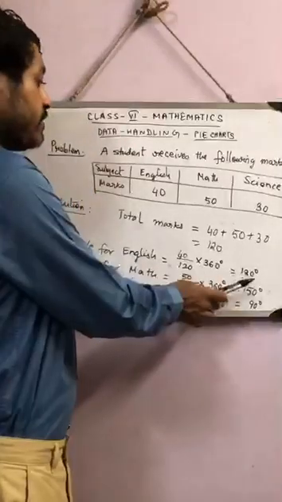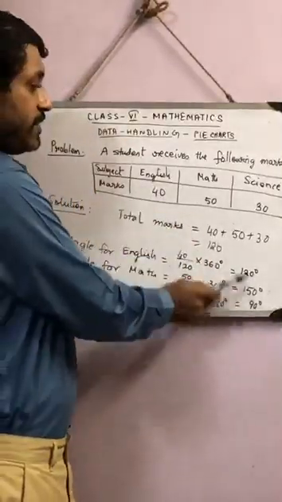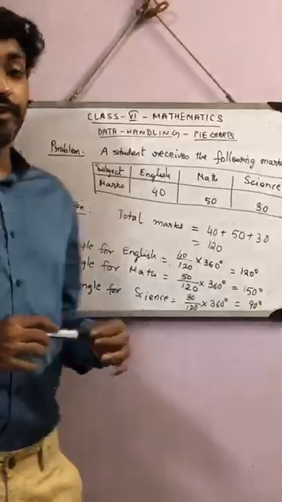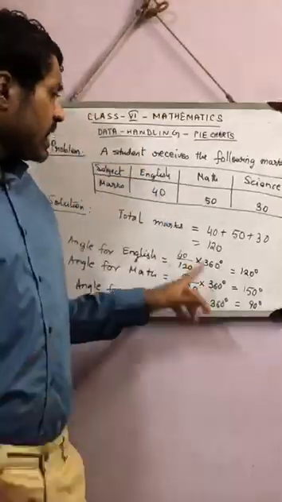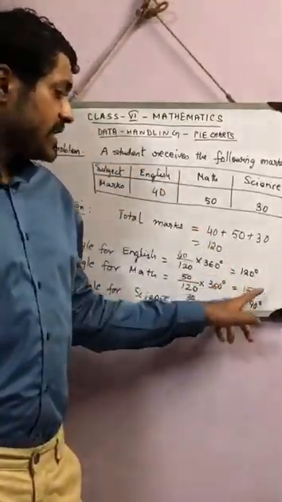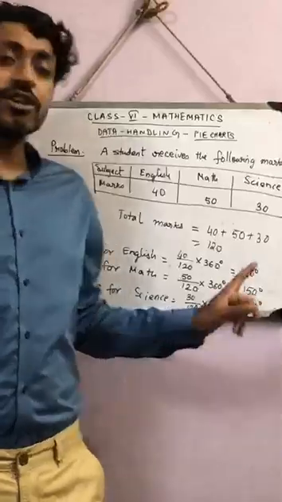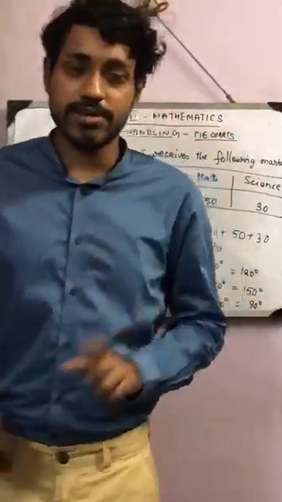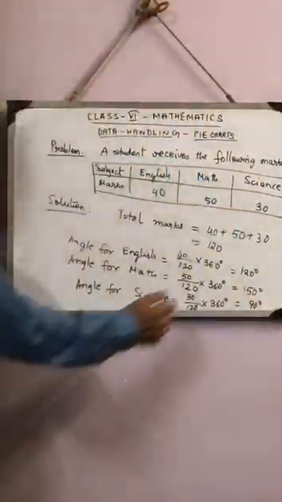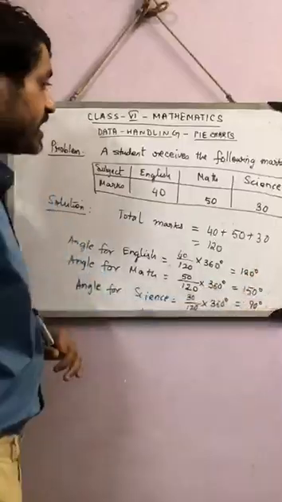right? So 120 degree for English, 150 degree for math, and for science we have 90 degree. Now see, the highest marks will fetch the highest angle and the lowest marks will fetch the lowest angle. Remember this. So we have 3 angles, we have 120 degree, we have 150 degree, and we have 90 degree.